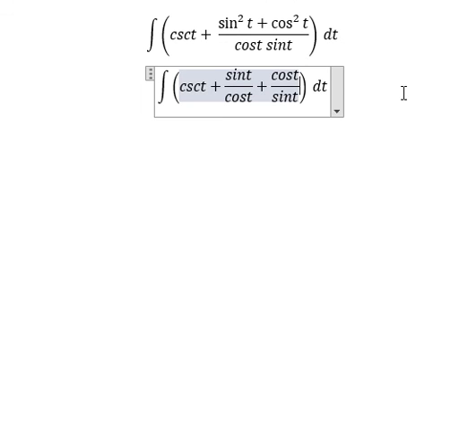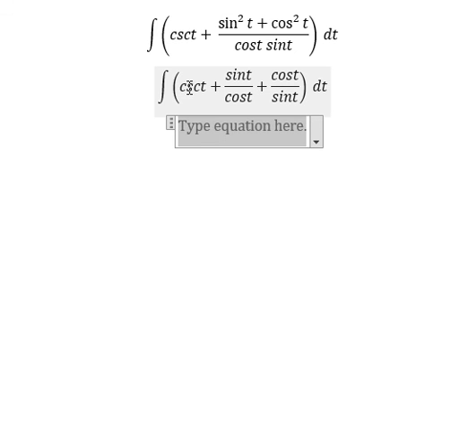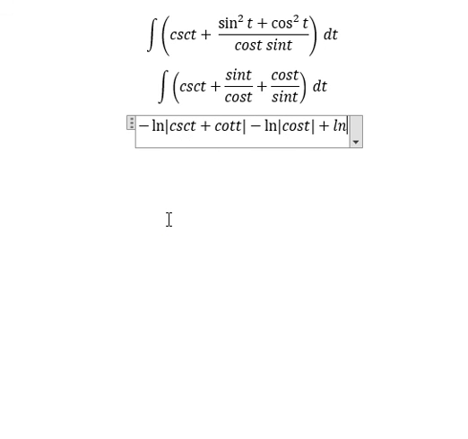And now we have the final answer. The integral of cosecant of t, we have negative ln of the absolute value of cosecant of t plus cotan t. This one we have negative ln of the absolute value of cosine t. And the last one, that's positive ln of the absolute value of sin t. And we put c.